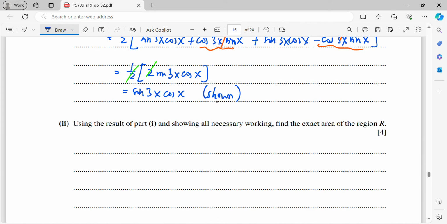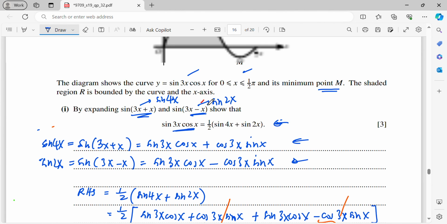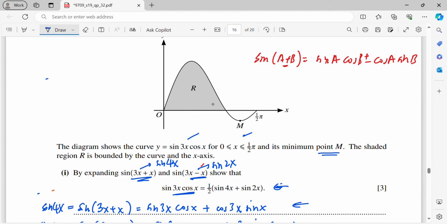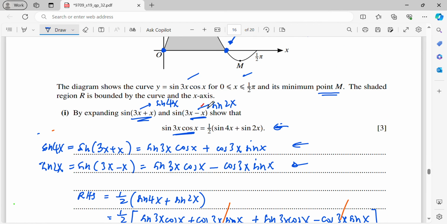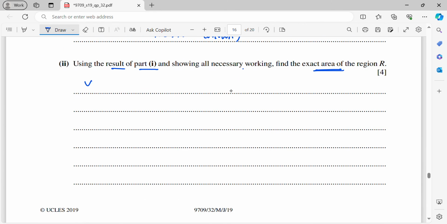Now part 2, using the result of part 1, show all necessary working for the exact area. So area is basically from this point to this point, integrate y dx. But firstly, I need to find out what this intersection is. This intersection happens when y equals 0. So now I will have to solve y equals sine 3x cos x when y equals 0.